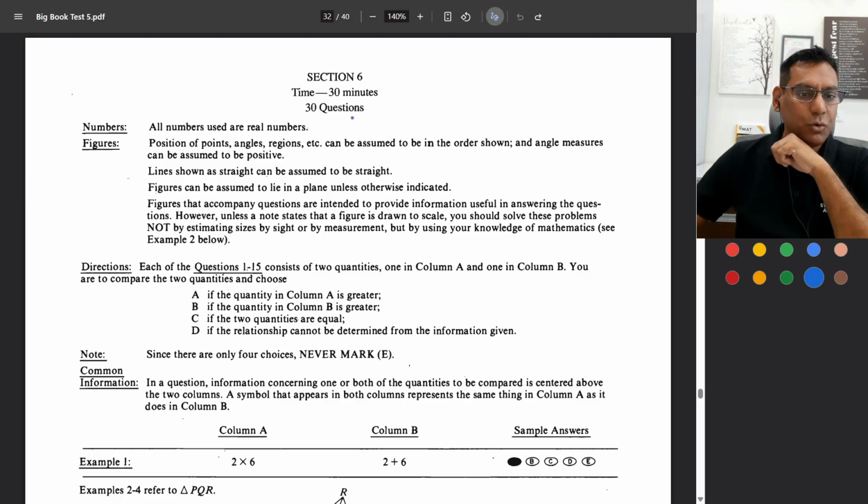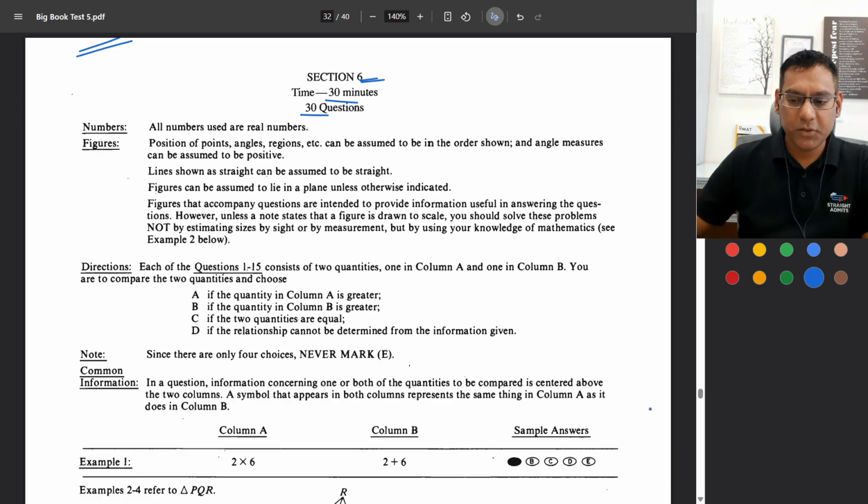All right, let's get going. As you can see, this is test 5, section 6, quant section, 30 minutes, 30 questions. So let's get started.